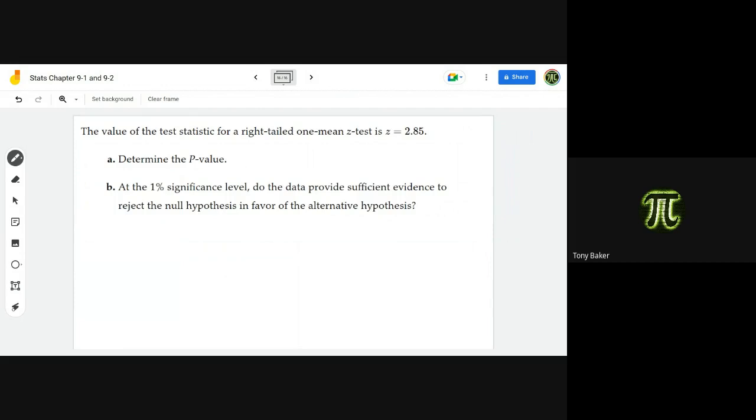All right, so we've got our test statistic, z is 2.85. So find my p-value and determine if I'm rejecting or not rejecting this.